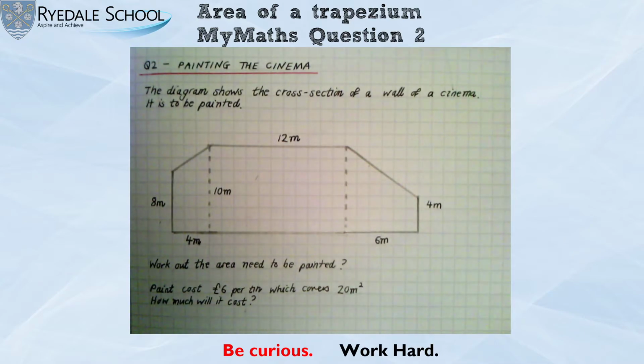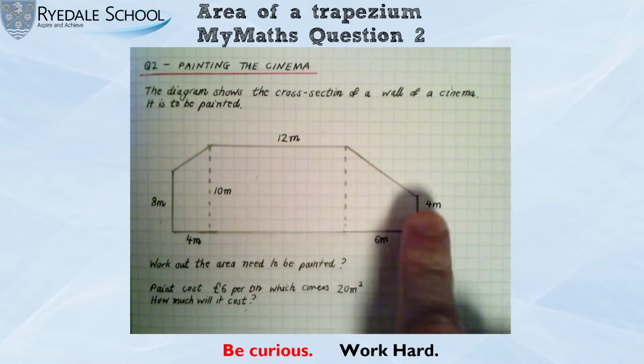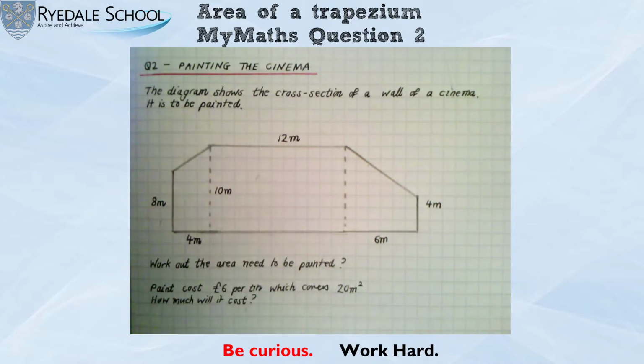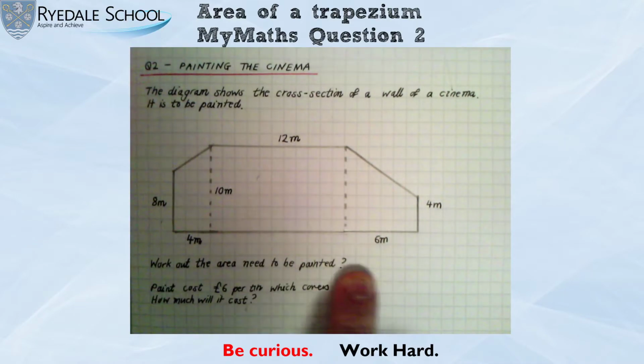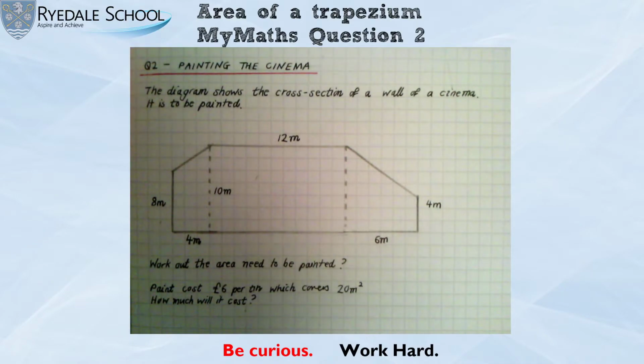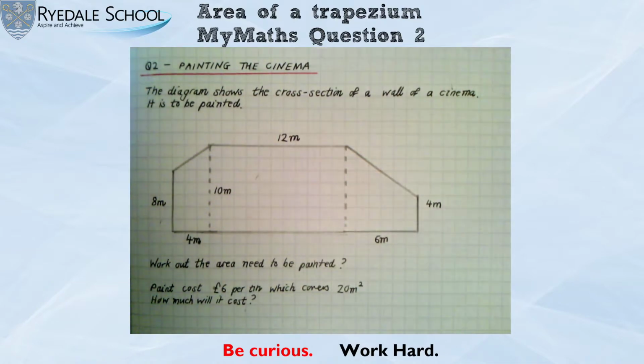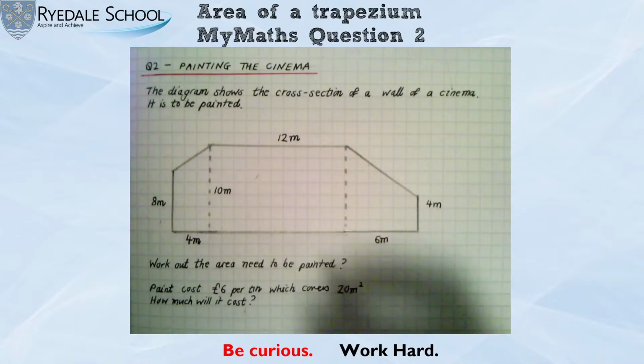It says the diagram shows the cross-section of a wall of a cinema. It is to be painted. And you can see it's made up of two trapeziums and a rectangle. And we need to work out the area that needs to be painted. So the best approach to do this is to look at each section separately. So I'm going to start with the easiest of the three shapes, which is the rectangle.